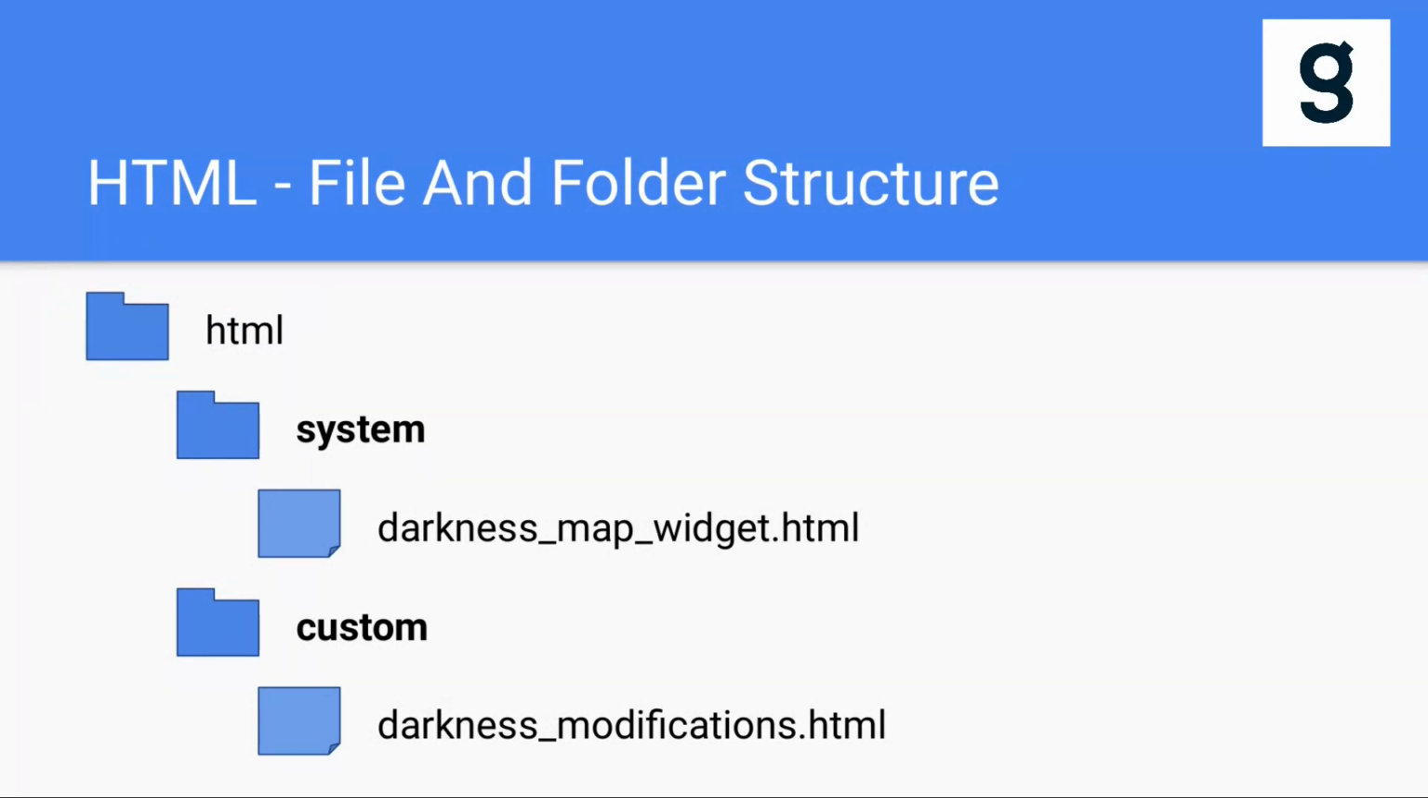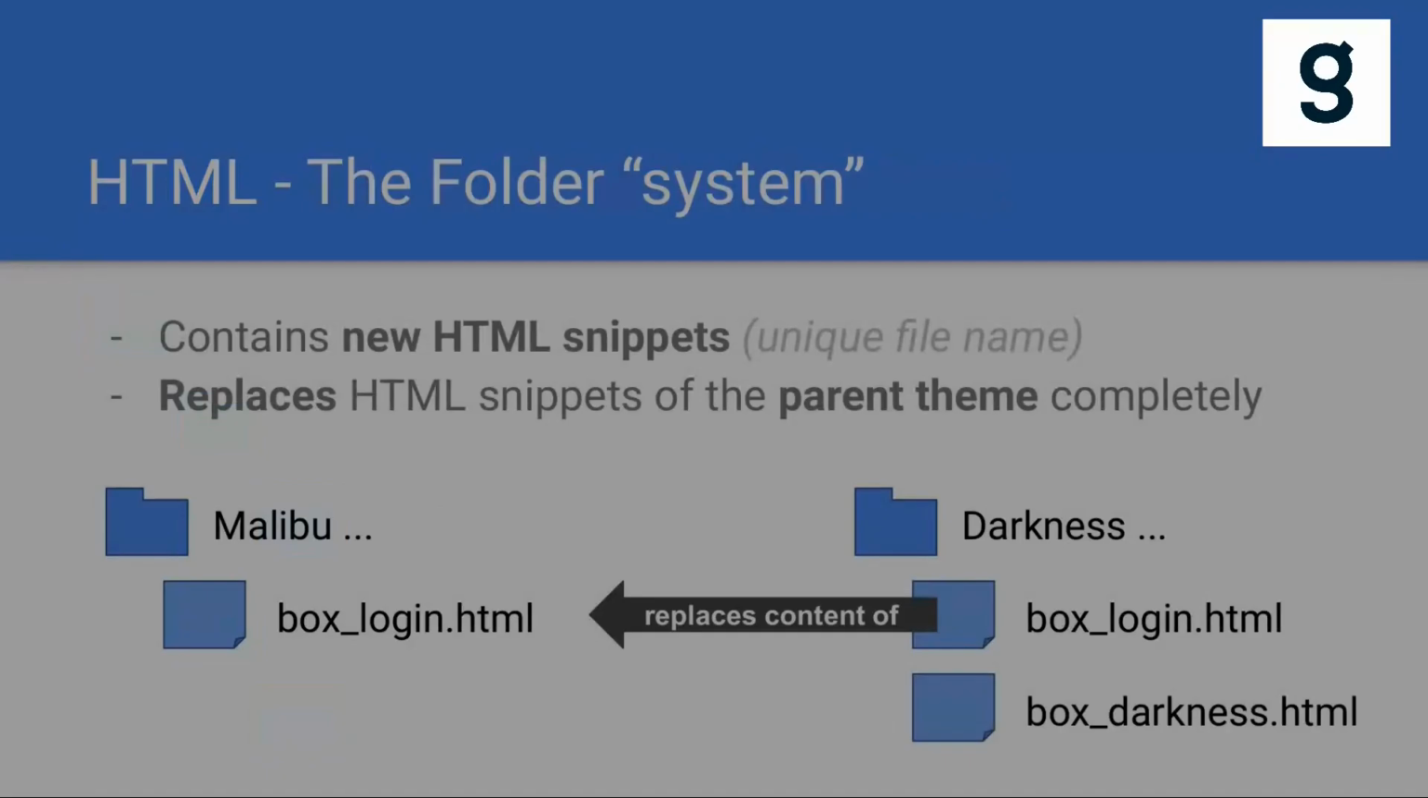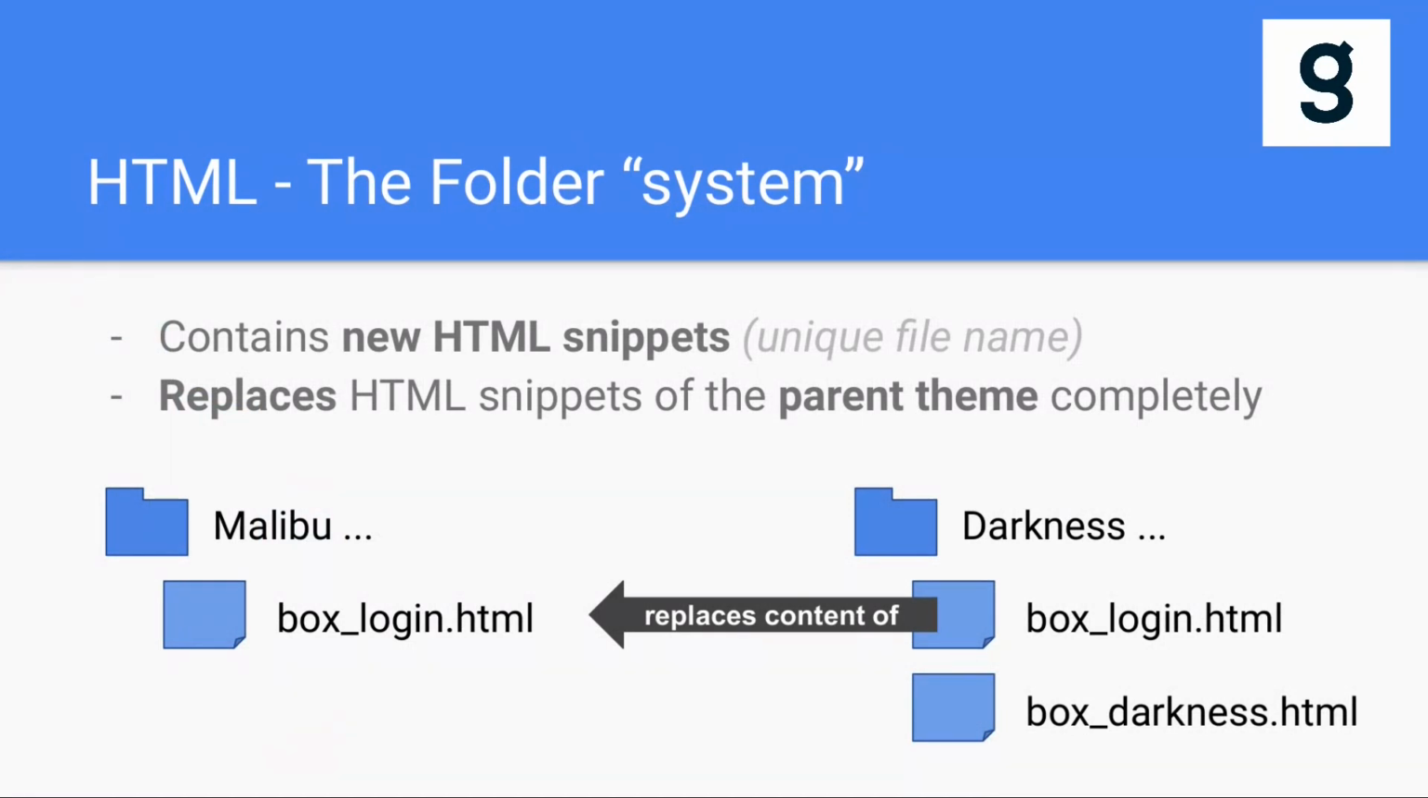As a theme developer, you will most likely add your own HTML snippets. The new theme system allows theme developers to either create their own HTML snippets or to modify parent HTML snippets from the parent theme. For this mechanism, we have two folders. One is System and the other one is Custom. Let me explain the difference between these two folders. Let's take a look into the System folder.